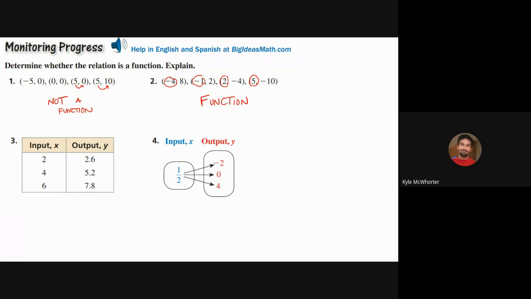On number 3, the same, you don't even see the same input show up twice, so this one has to be a function. Because remember, the only thing that would make it not a function is if you have the same input getting mapped to 2 different outputs. Here you've got the single input 1/2 getting mapped to 3 different outputs. That's not a function. Each input is only allowed to get mapped to exactly 1 output.